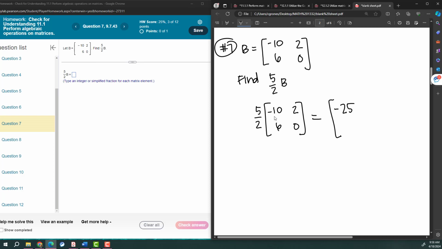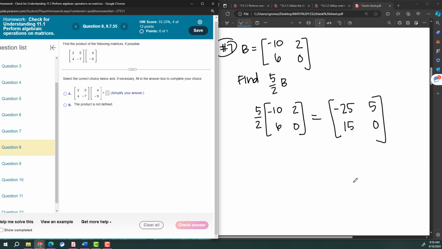5/2 times 2. The 2's cancel out and we are left with 5. 5/2 times 6. The 2 will cancel with the 6 and we're left with 5 times 3, which is 15. And then we have 0 at the end.